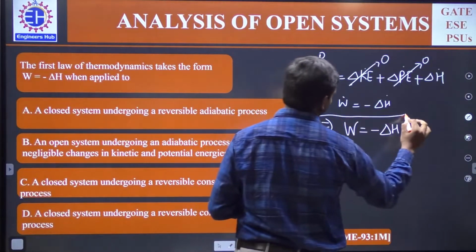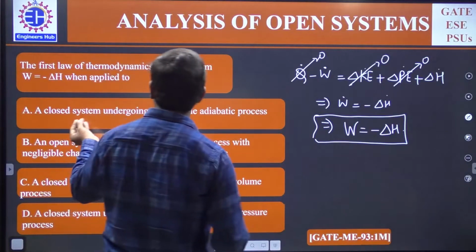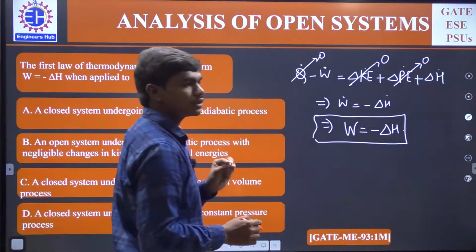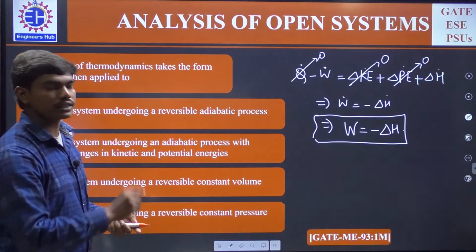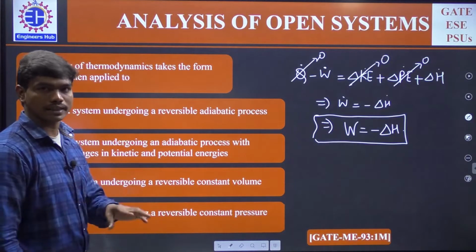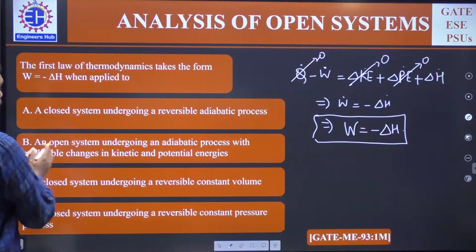So for the first law to appear in this form, what are the cases? Now see the first option, a closed system undergoing a reversible adiabatic process. First of all, if a system is closed, then definitely there is no involvement of flow work in that system, which means we don't talk about enthalpies there. Correct? In general. So this is not the correct option.